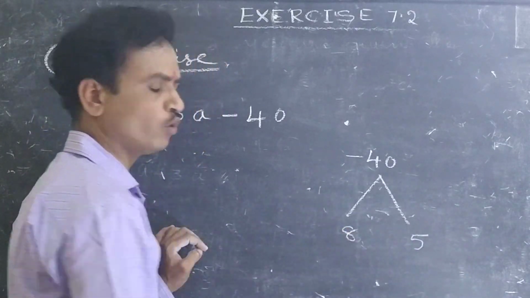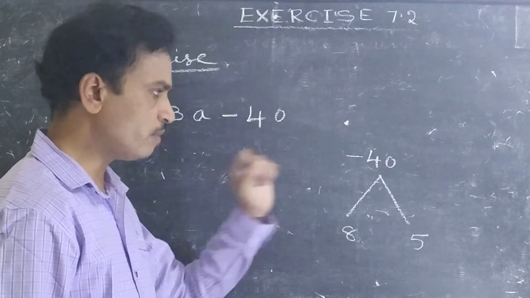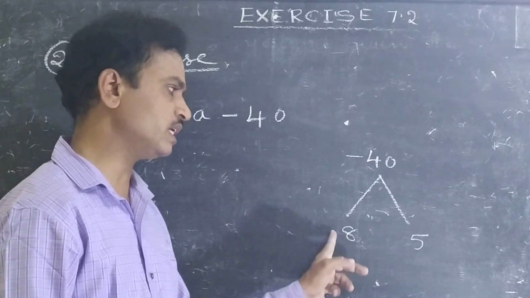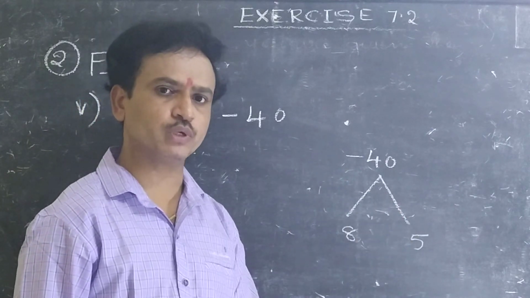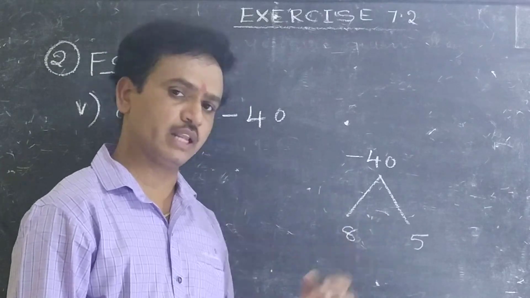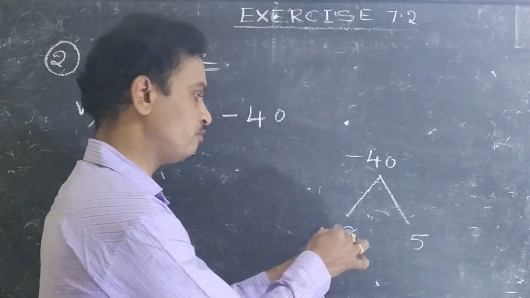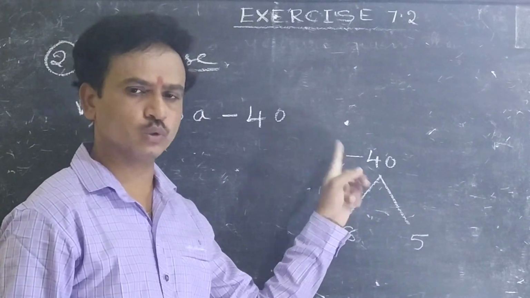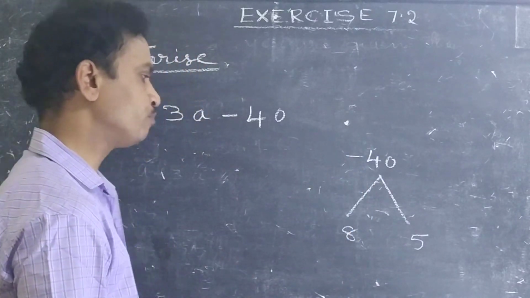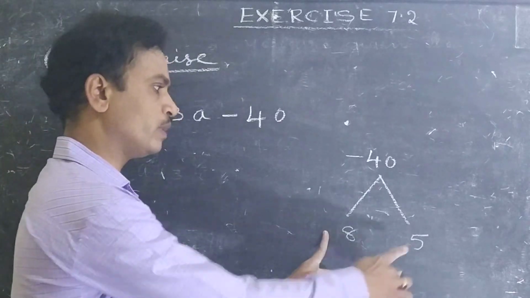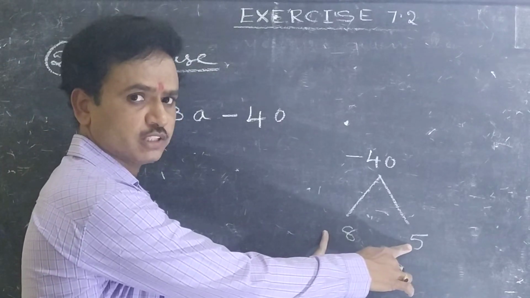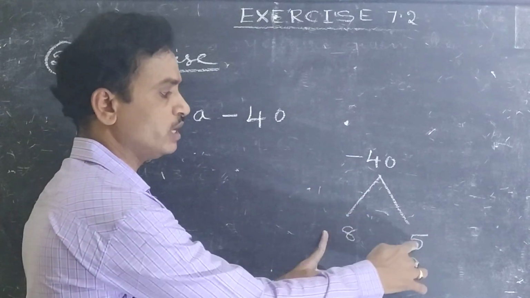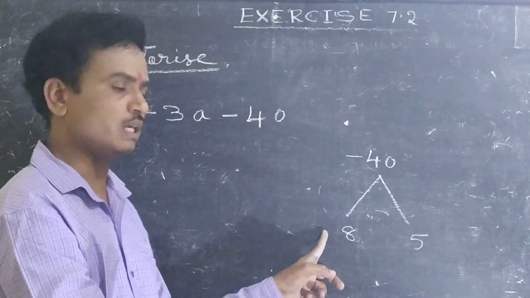But here minus is there. What we should do? Which side should we take a negative sign? Either minus 8 we should take, or minus 5 we should take, or we should take both sides negative sign. So first we'll check it. If you take both sides negative sign, minus into minus becomes plus. So that case is wrong. Now if you take minus 8 plus 5, minus into plus becomes minus. Minus 8 plus 5, the answer is minus 3.